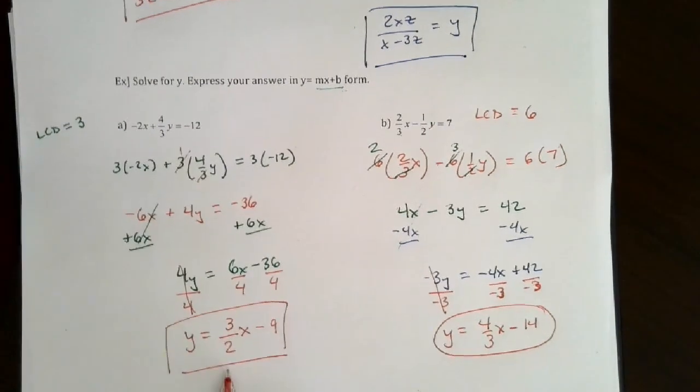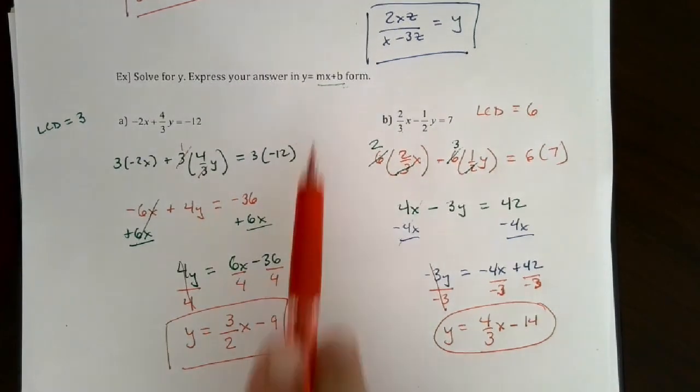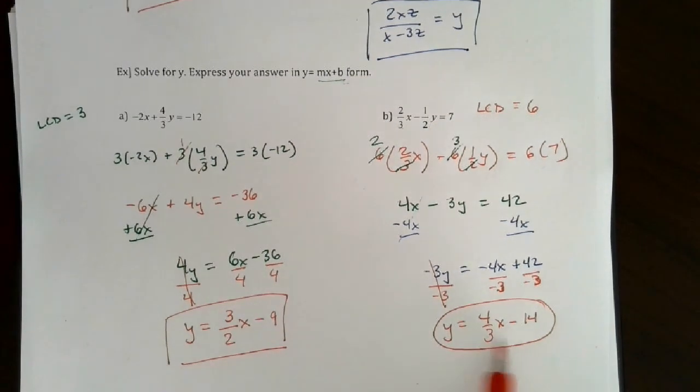That's how it fits this form. In this case, you had 3/2 would be your m, right? And your b would be the negative 9. That's how it fits this form. So it doesn't have to be a plus sign in front of b, it's just telling you that there's a number there. B could be a positive or a negative. In this case, b was negative for both of them.